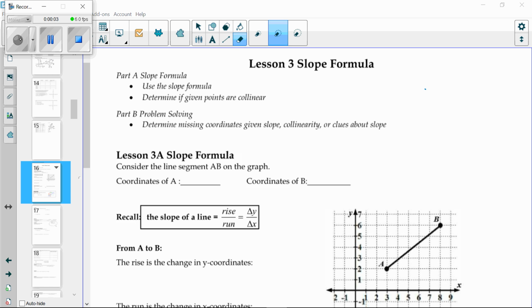We're talking about the slope formula. In this lesson, we're going to learn what the slope is, how we use it, and we're going to determine if points are collinear. We'll discuss what collinear means in a little bit. And we're going to determine missing coordinates given a slope, and we're going to learn about clues about the slope.